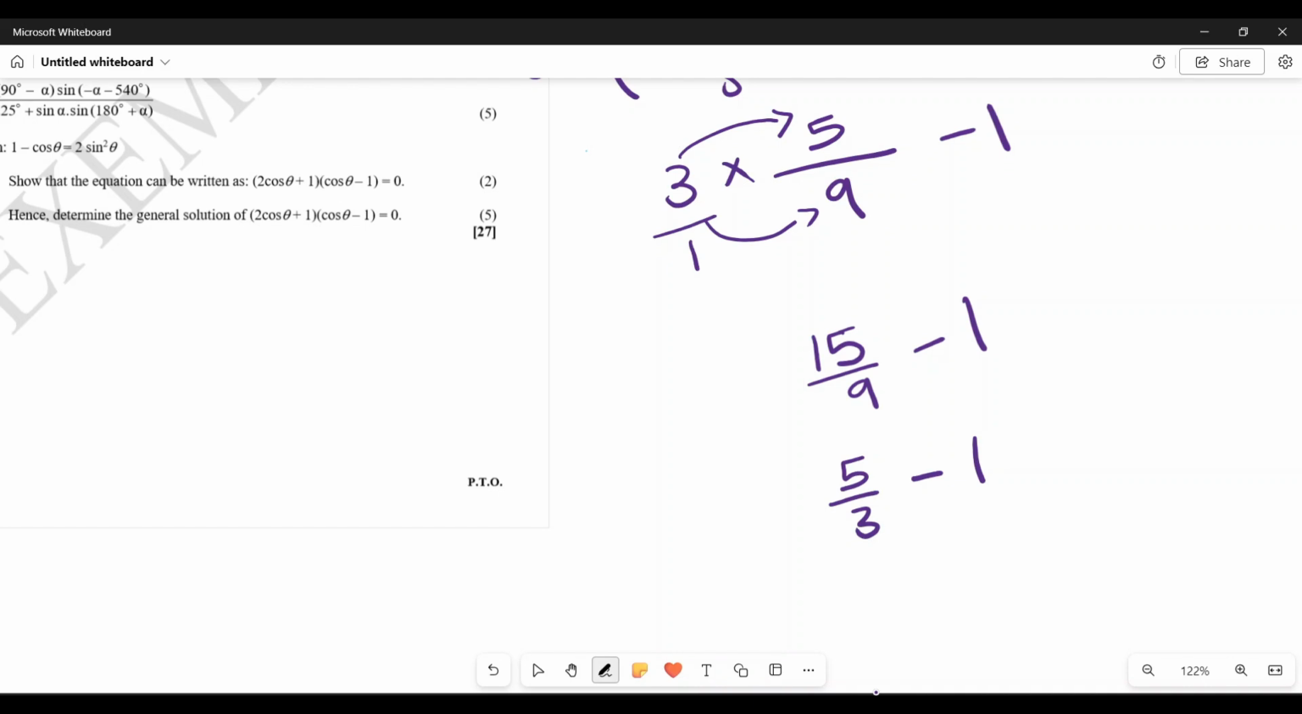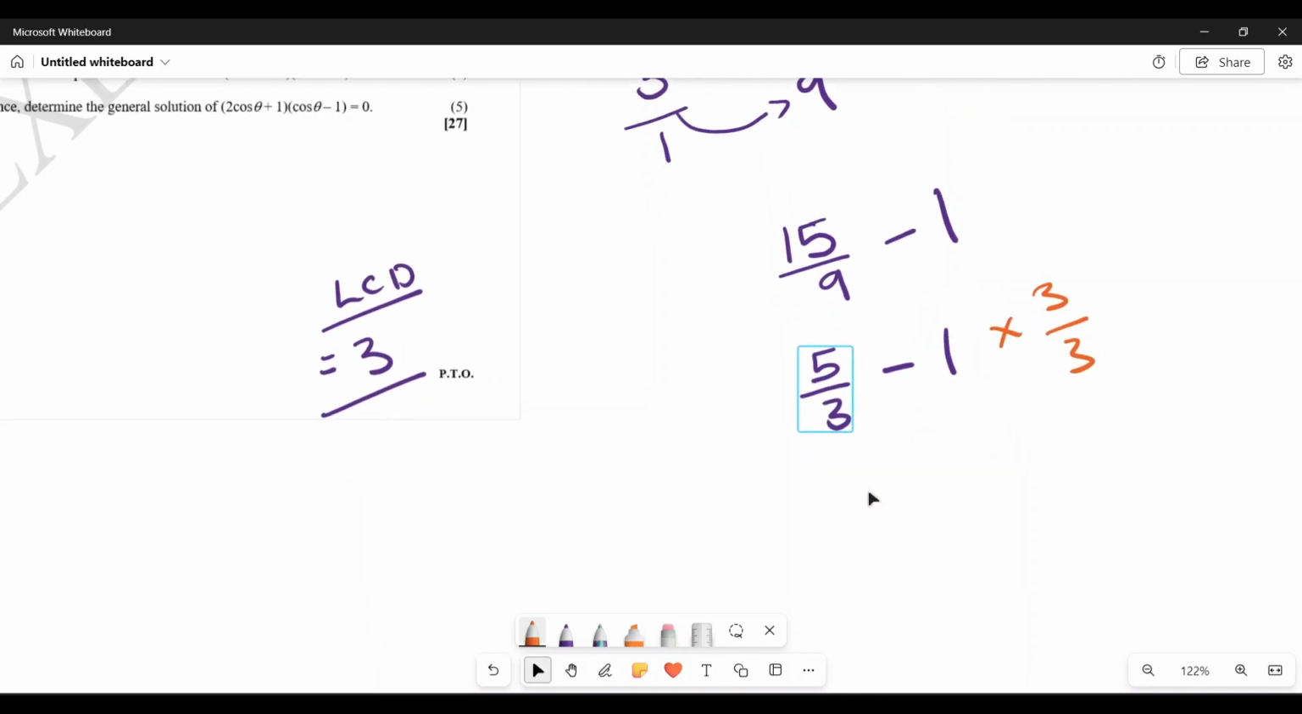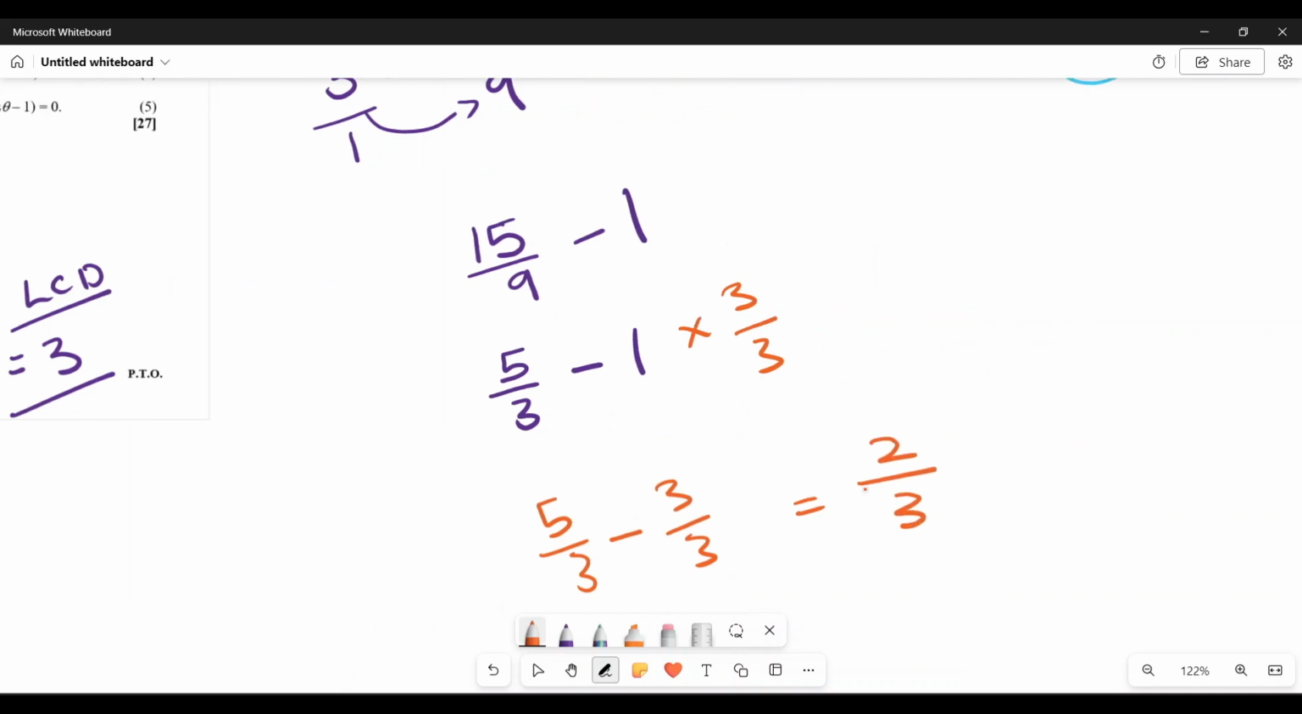Simplifying this further, remember, I'm going to try and make them have a common denominator, the LCD, right? So my lowest common denominator in this instance is going to be equal to 3. So how can I make this other value have 3 as a denominator? By multiplying it by 3 over 3. So as a result, if I do so, this would be 5 over 3 minus 3 over 3, right? So in this instance, my final answer is 5 minus 3, which is 2. I can retain my denominator, which is 3. And this would be my final answer.